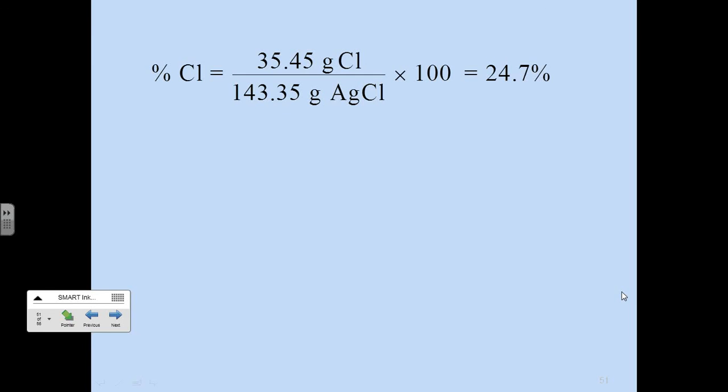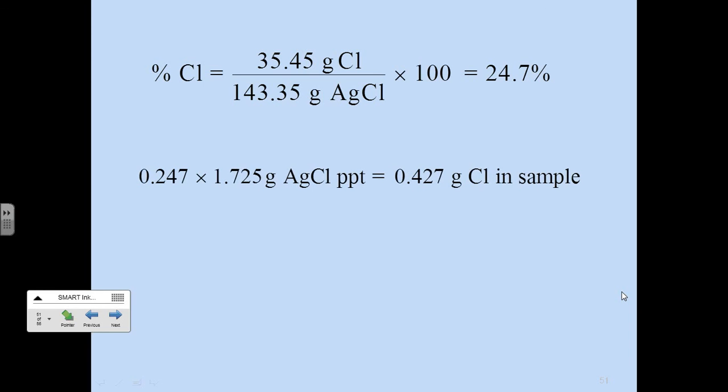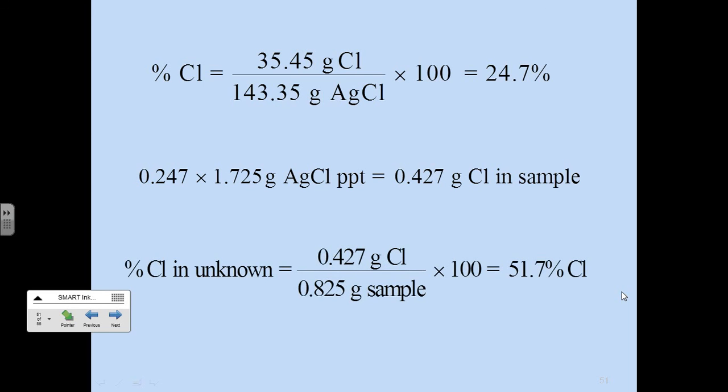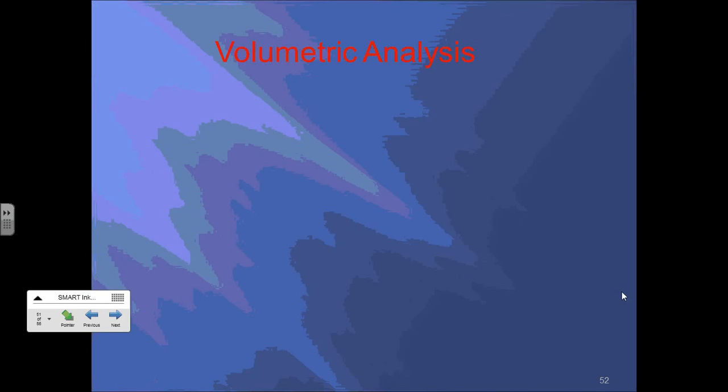To solve, we start first by finding the percentage of chloride. We take the molar mass of chloride and divide it by the molar mass of silver chloride to find its percent in silver chloride. We next apply this percentage to the silver chloride precipitate to determine the amount of chloride found in the sample. The percent chloride in the unknown is therefore calculated by taking the amount of chloride and dividing it by the 0.825 gram sample, and then we extract a value of 51.7% chloride.